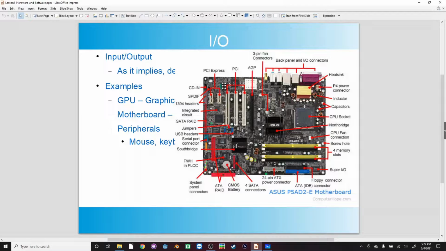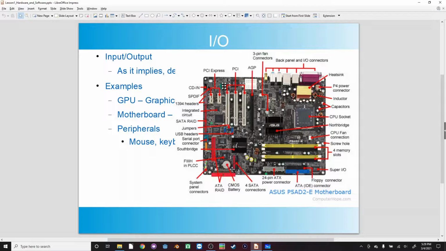All right, so here is a motherboard. So let's talk about some inputs and outputs. Basically, you can consider just about anything an input and an output, but when we say input and output, what we usually mean is an input or an output to something that's outside the computer or outside the CPU or the motherboard.